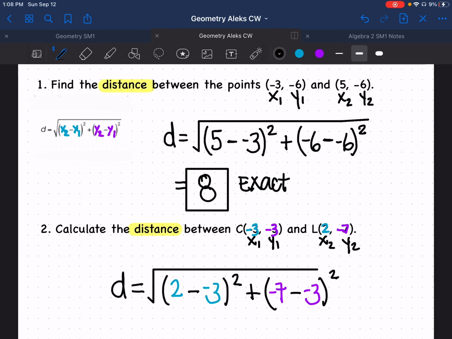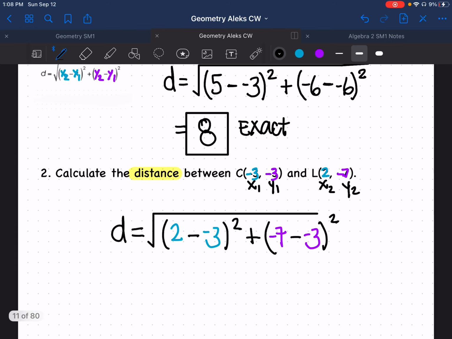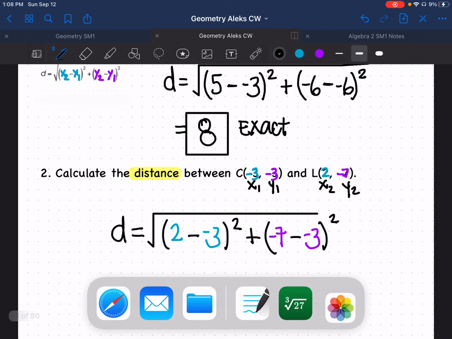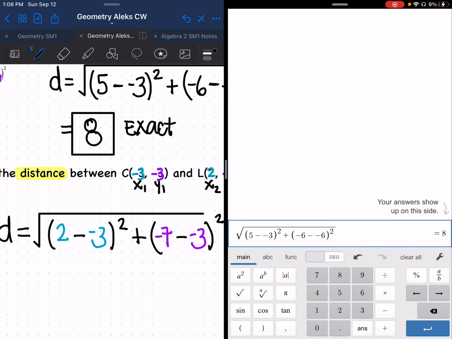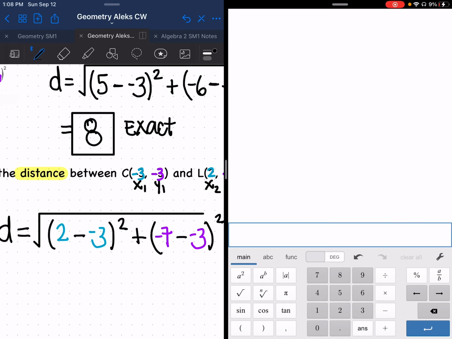Once again, we can go straight to our calculator. So let me split that screen one more time and grab that. I can clear that, and let's do the next one. 2 minus -3 squared plus. I know this calculator doesn't act exactly like the ones you have, but it is pretty close. Now this one is giving me a decimal answer, so that tells me that it does have a square root.